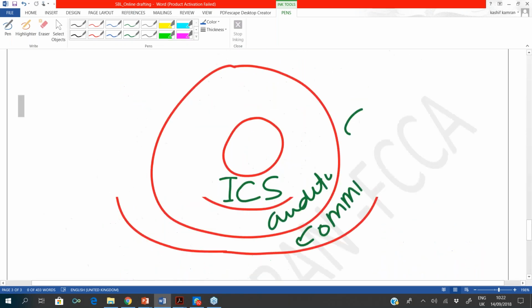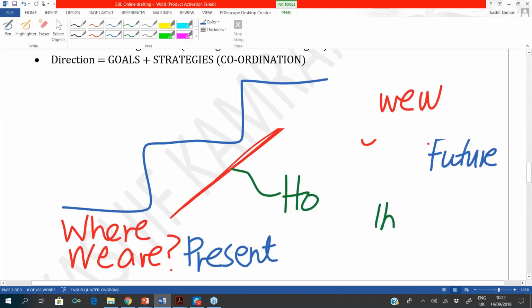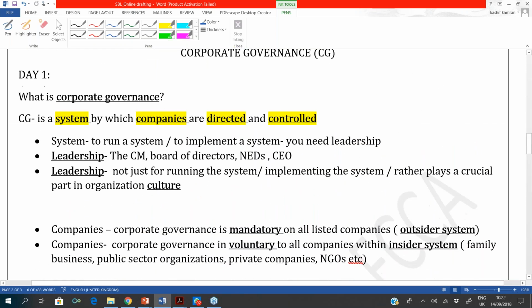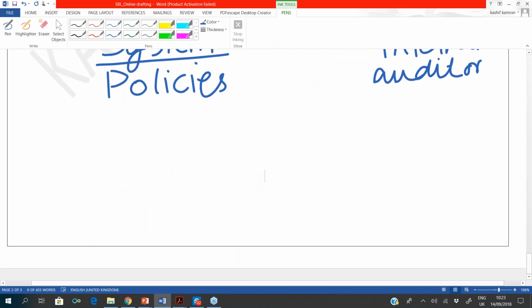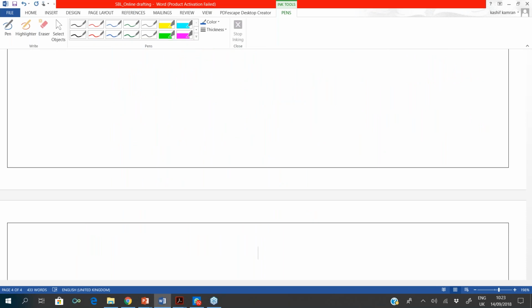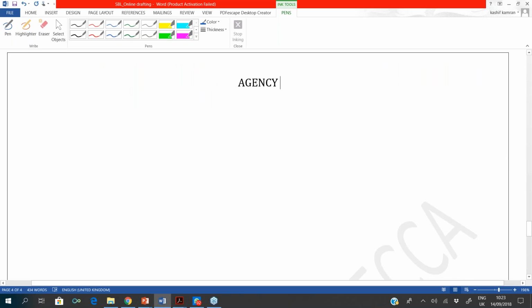Okay, so let's go back and wind this up. So now we know everything, right? Corporate governance is a system by which companies are directed and controlled. Now comes the topic, agency. Now that brings me to my main topic, and the main topic we're starting is agency. So agency becomes the first topic within corporate governance.